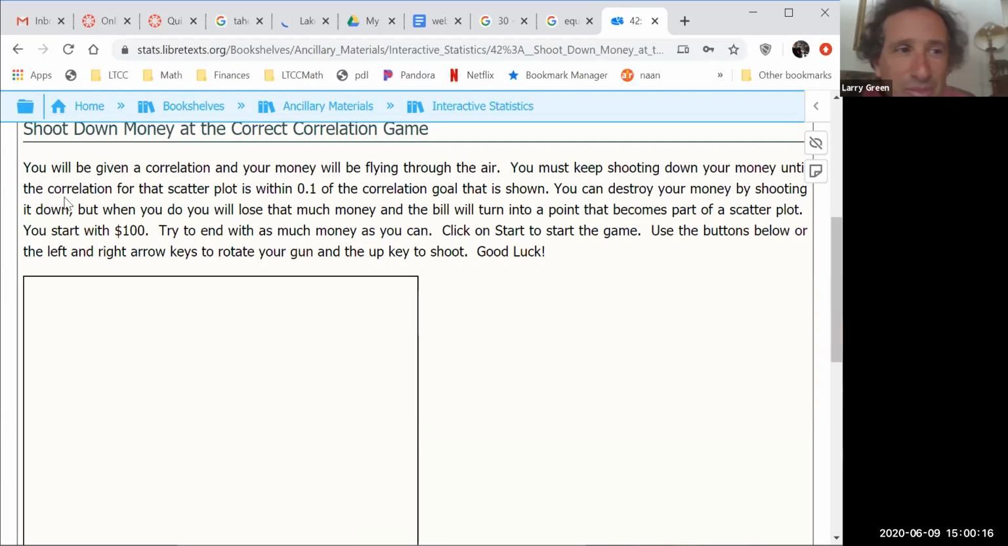Okay, so here's the rules. You'll be given a correlation, and your money will be flying through the air. You must keep shooting down your money until the correlation for that scatter plot is within 0.1 of the correlation goal that is shown. You can destroy your money by shooting it down. But when you do, you're going to lose that much money. And the bill will turn into a point that becomes part of the scatter plot. You start with $100. Try to end up with as much money as you can. Click the start to start the game. Use the buttons below or left or right arrow keys to rotate your gun and the up key to shoot. Got it?